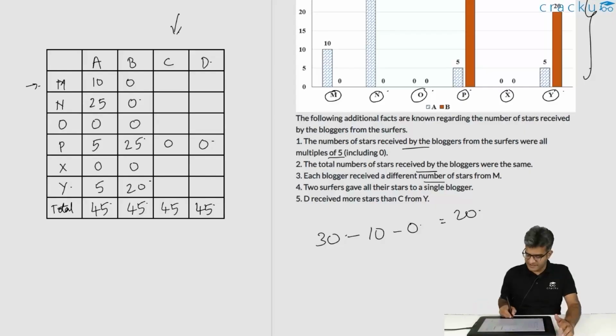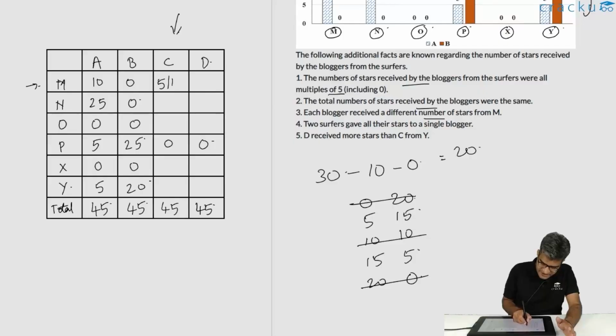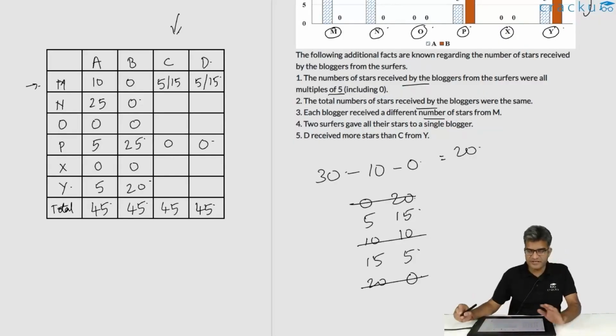So the distribution will be either 0 and 20, or 5 and 15, or 10 and 10, or 15 and 5, or 20 and 0. We know that B received 0, so this is not possible. We know that A received 10, so this is not possible because all the numbers of stars are unique. So this would imply that C and D received 5 or 15 in some order. Either C received 5 and D received 15, or D received 5 and C received 15. 5 and 15 were distributed.